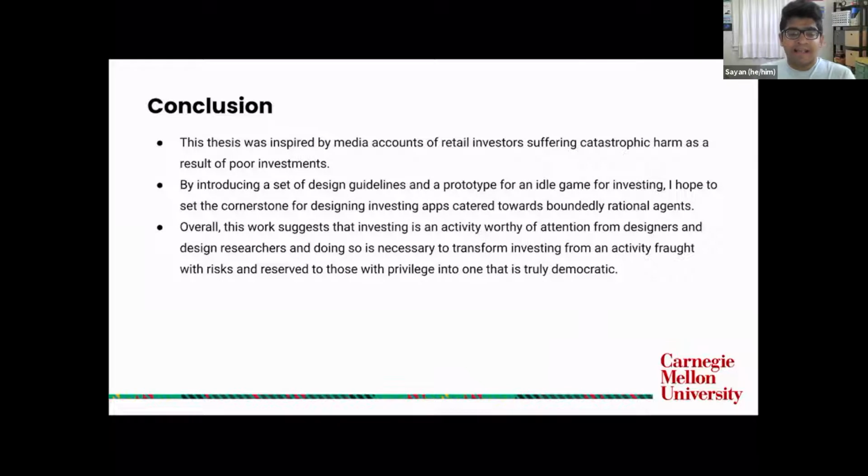And overall, I think that this work suggests that investing is actually an activity that is worthy of closer attention by the design community. And doing so is also necessary to convert it from an activity that's fraught with risk and speculation and reserved for the privileged to one that is actually truly democratic and open to everyone. So yeah, that was my thesis.